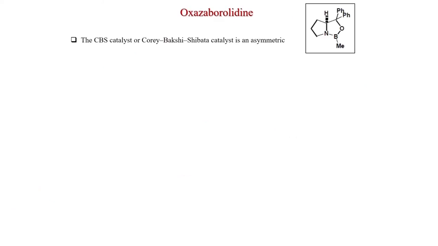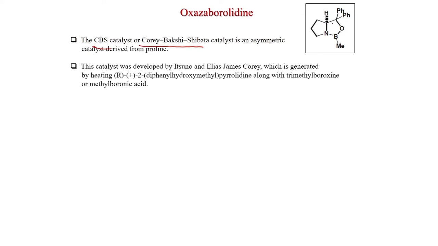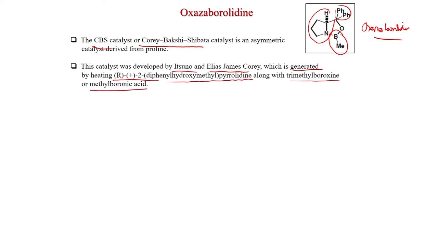Now, we will discuss oxazaborolidine. This is called CBS catalyst; the first letters of Corey, Bakshi and Shibata have been taken. It is an asymmetric catalyst derived from proline. You can see this structure, this is CH2OH which can be derived from the COOH carboxylic acid after treating with Grignard. Now, you have to react with the borane to get this oxazaborolidine. The catalyst was developed by Itsuno and E. J. Corey simultaneously, generated by heating diphenyl hydroxymethyl pyrrolidine along with trimethylboroxine or methyl boronic acid. So, here the methyl group is required.